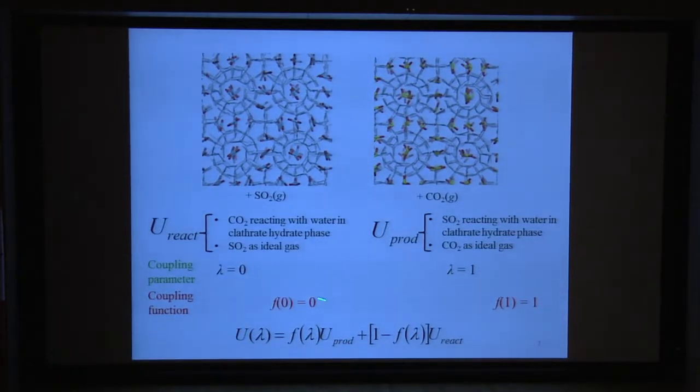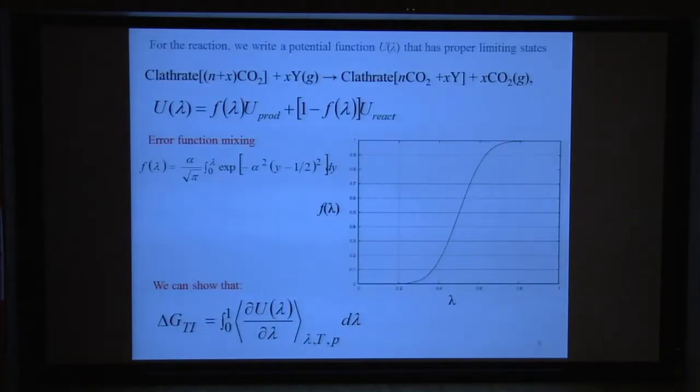So by introducing this coupling function, we have a potential energy function which has the correct description of the reactants and products. And so we can use this to calculate the delta G, which is a state function, because the endpoints of this potential function are correct.